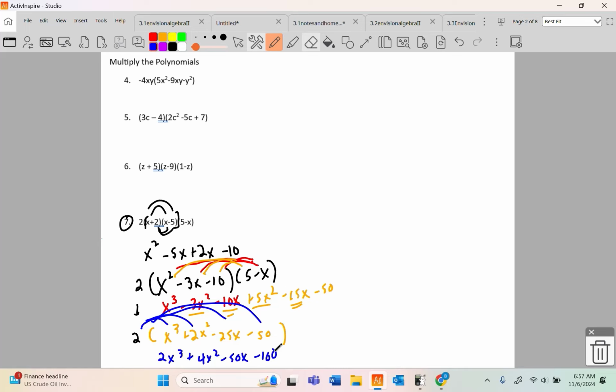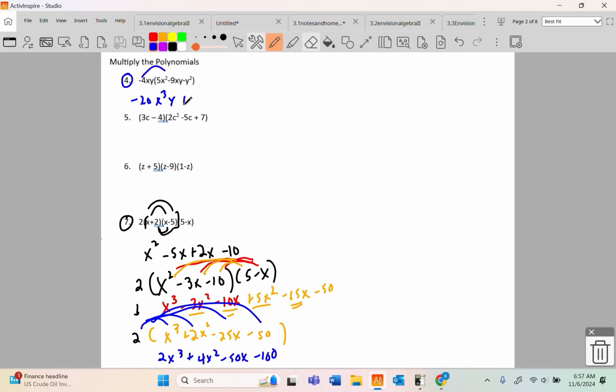All right, so the next one, I could see number 4 bugging a lot of kids because we have xy and an x squared. Well, negative 4 times 5 is negative 20. x times x squared is x cubed. And then there's this y. And we're moving forward. A negative times a negative is a positive.